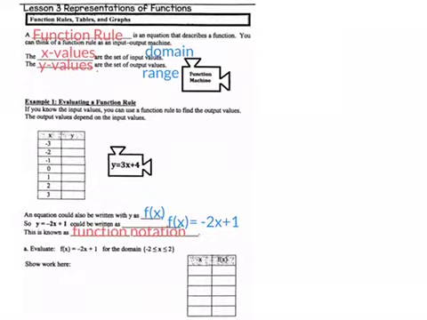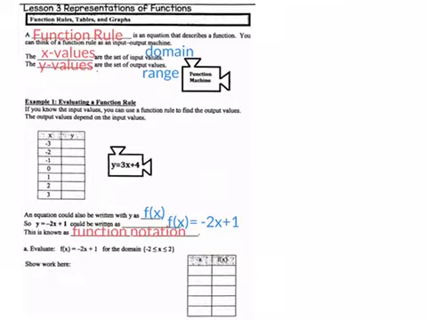For example 1, we want to evaluate a function rule. It says if you know the input values, you can use a function rule to find the output values. The output values depend on the input values. Basically with this, we have an equation. It happens to have two variables, an x and a y, and what we're given is a set of x values that we can plug into the equation and use to solve, so that we end up getting something out of it for our y value.